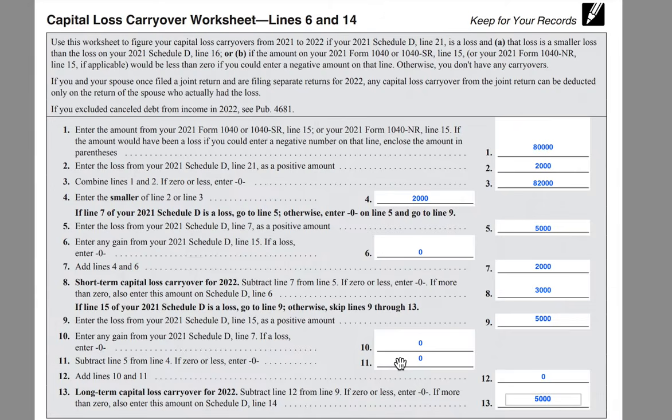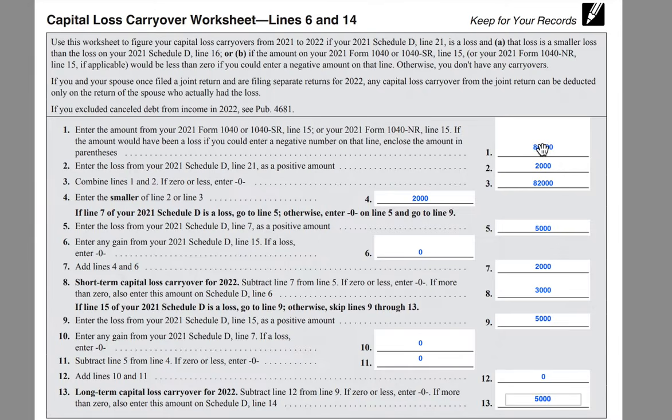So we'll simply go through this step by step, and at the end we will have a short-term capital loss carryover and then a long-term capital loss carryover that you can enter into line 6 and line 14 of Schedule D respectively. So starting with line 1, you're going to enter the amount of taxable income from your prior year 1040. This should be on line 15.